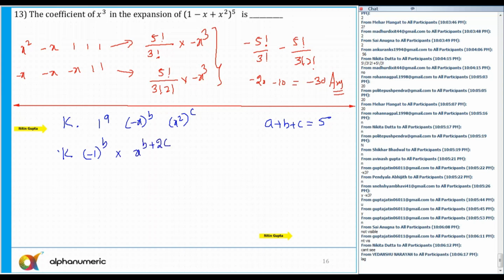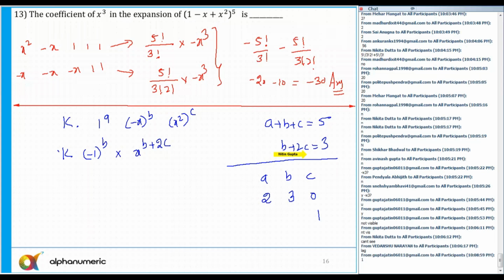So we need the coefficient of x cube, which means b plus 2c must be equal to 3. What are the possible solutions here? Start with the second equation; there are two variables. If c is equal to 0, b is equal to 3, so a must be equal to 2. And if c is equal to 1, b will also be equal to 1.